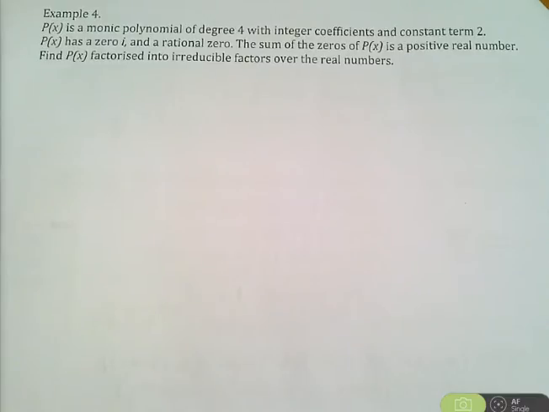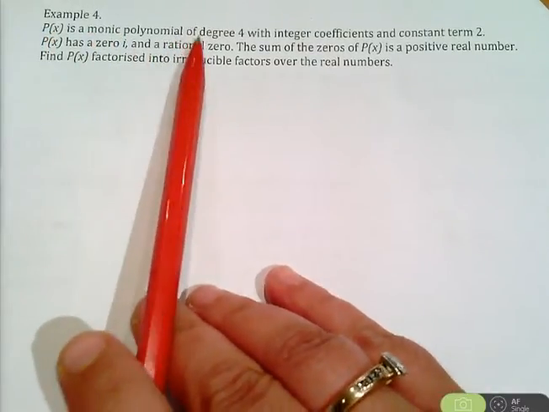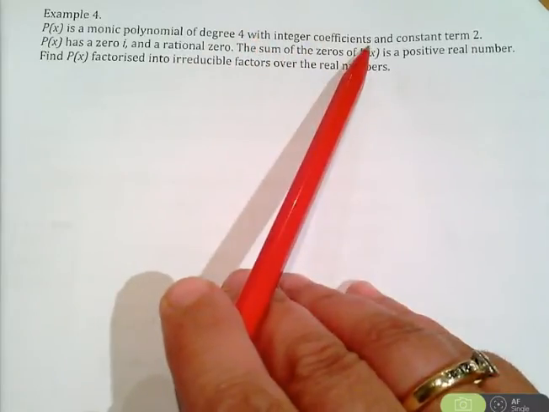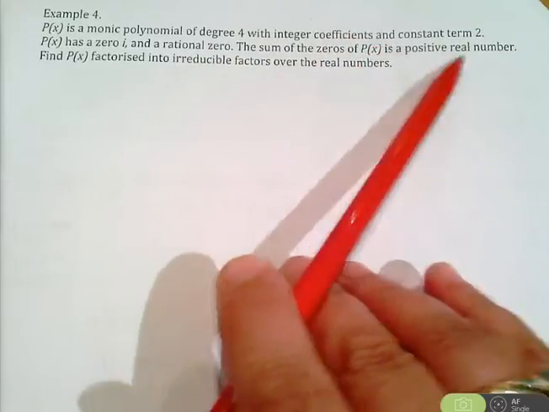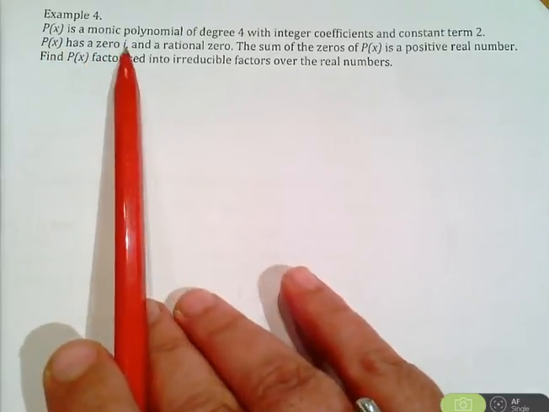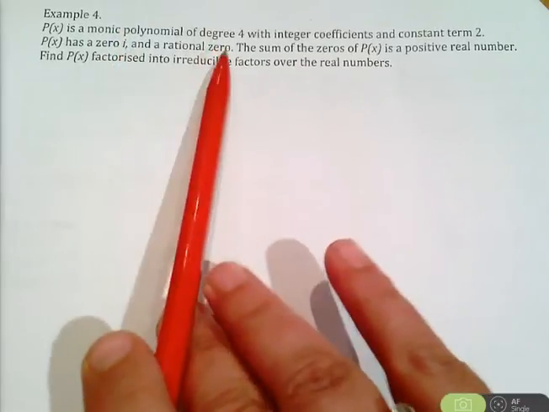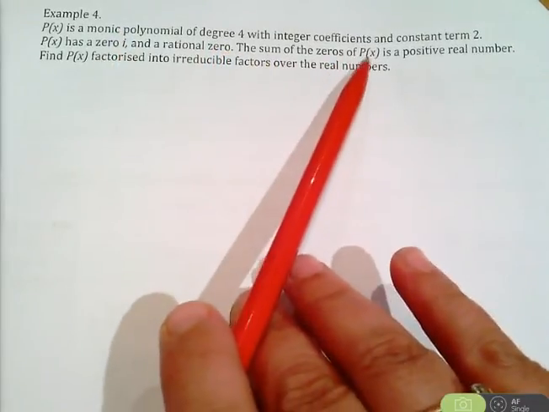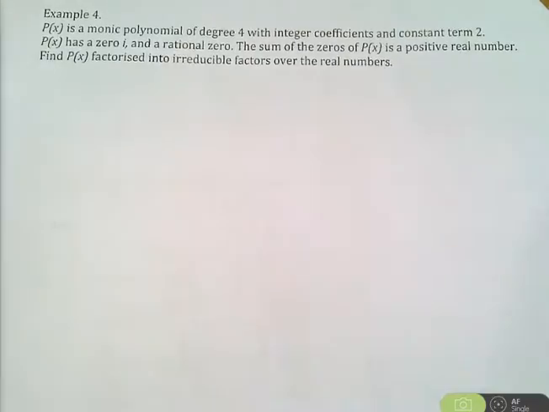Now this is example 4 on page 8 of the Polynomials booklet. P of x is a monic polynomial of degree 4 with integer coefficients. So therefore, that means that you'll have conjugate roots. And it has a constant term of 2. P of x has a zero i, and it also has a rational zero. So it has this complex zero and a rational zero. The sum of the zeros of P of x is a positive real number. Find P of x factorised into irreducible factors over the real numbers.